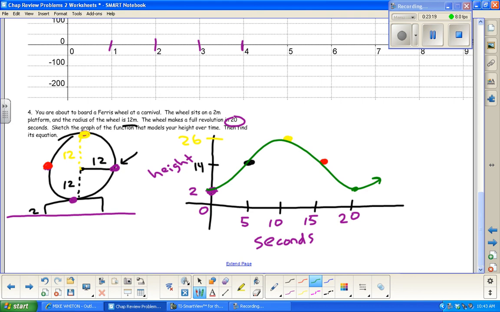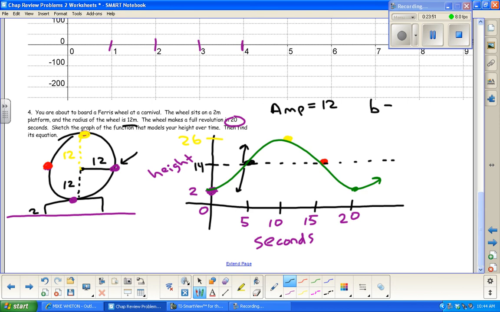Okay, so let's think about the equation here. Again, I think it's helpful to think about the center line. The midline here is 14. That's the point where we go up and down from 14. And the distance that we go up or down, that's the amplitude. So from 14, we went up to 26, and we went down to 2. So that sounds like an amplitude of 12 to me. And what a coincidence, that's the radius of the wheel. So the amplitude's 12.